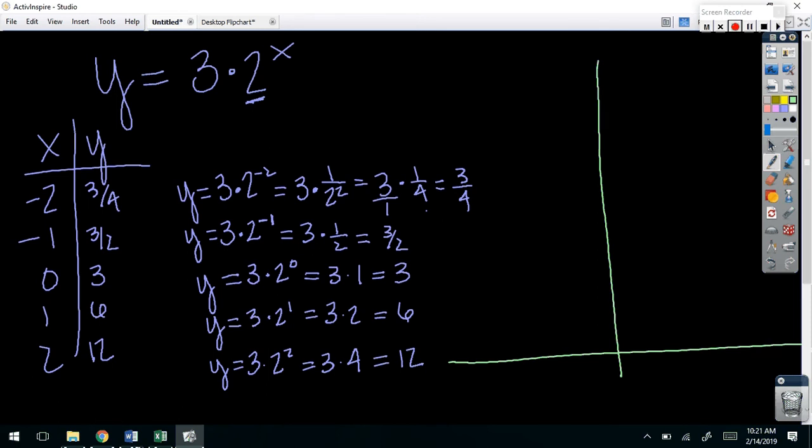Because I know how high up it's going to go. It's going to go up to 12. I need enough room. -1, -2, 1 and 2. 1, 2, 3, 4, 5, 6.